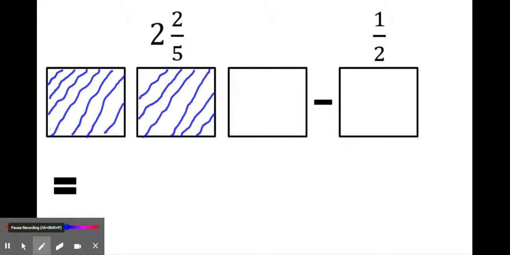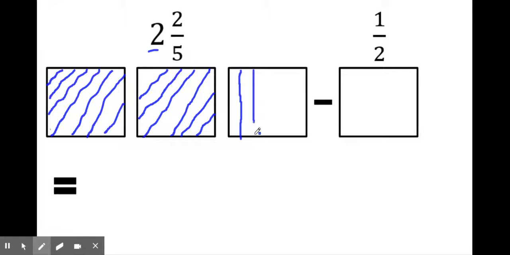All right, so we shade in 2 of our area models to represent our whole number, and then we're going to divide or subdivide this figure, the area model, for 2/5. So let's go ahead and divide it into fifths. 1, 2, 3, and this last piece will be divided into fifths.